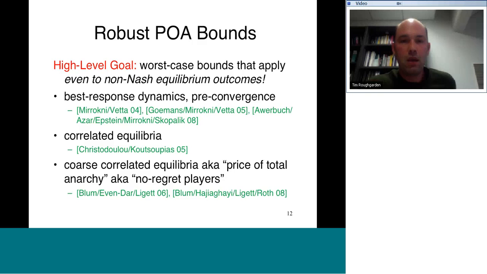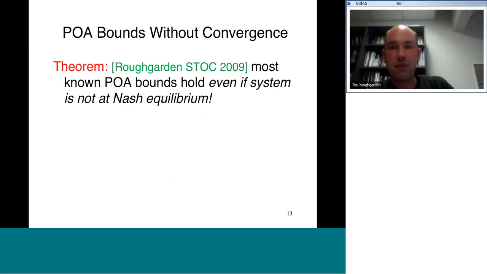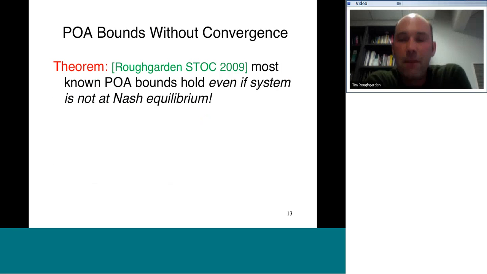So, this was the informal statement of the main result I wanted to focus on. Most price of anarchy bounds that are known hold even if you're not at a Nash equilibrium. The first thing I need to make more precise is, well, if I'm not assuming that this game is at a Nash equilibrium, what am I assuming instead? I certainly have to assume something. You can't prove anything interesting about arbitrarily crazy, unrestricted outcomes of games.